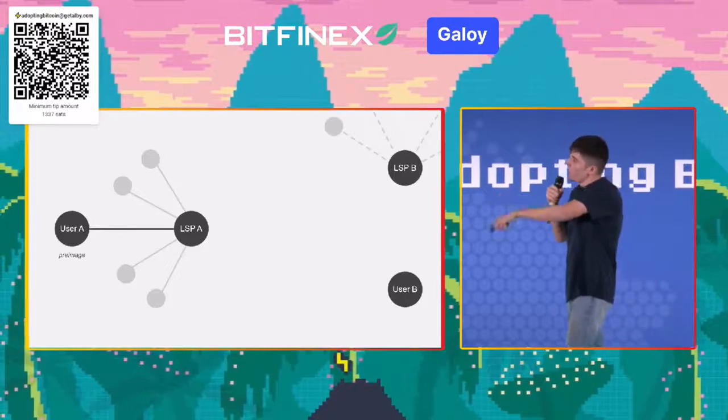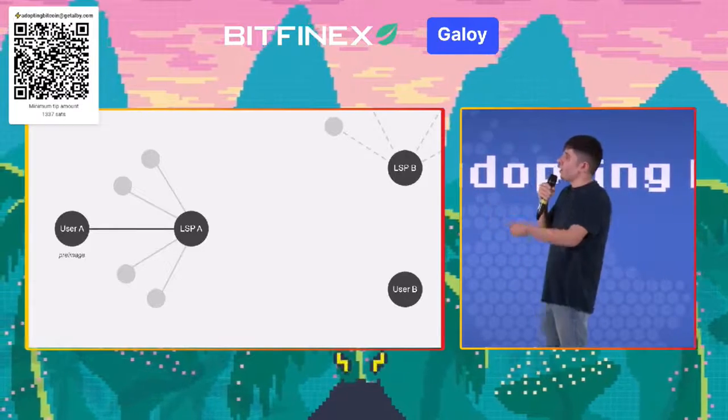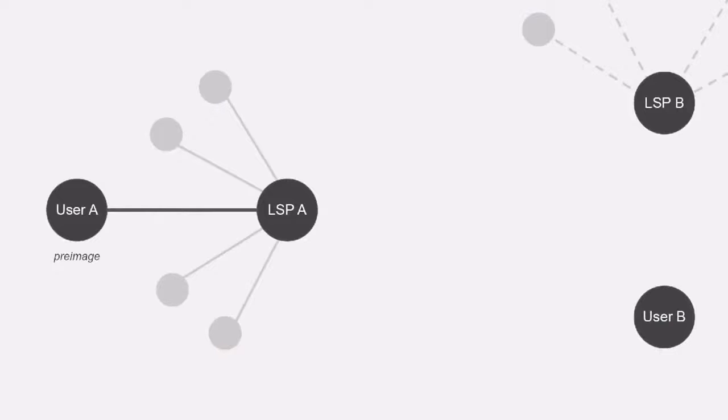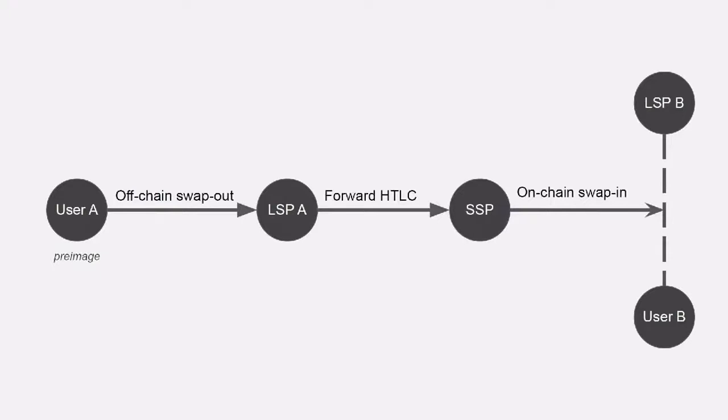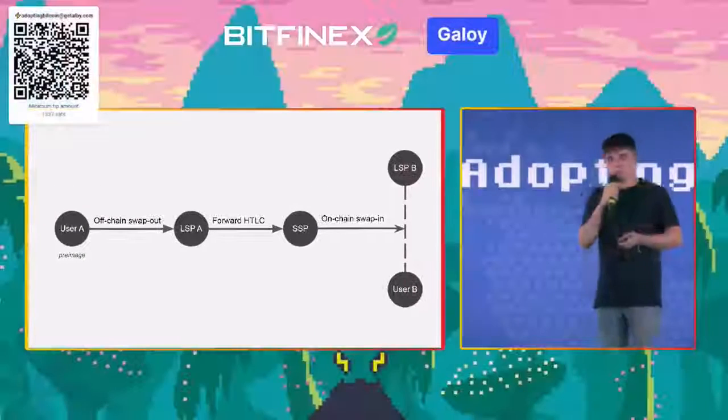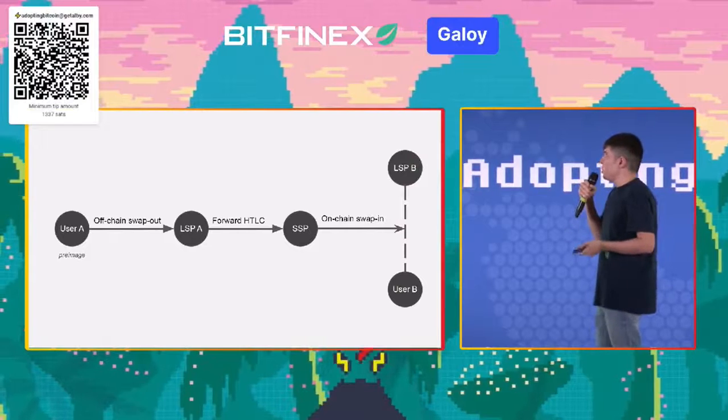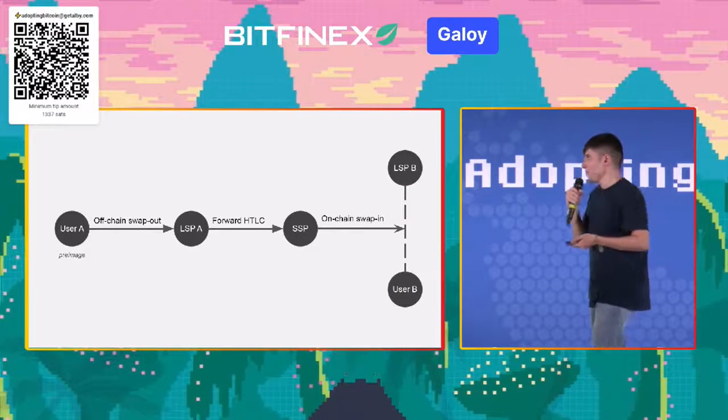So I'm user A, I'm connected to LSP A, my channel partner is well connected. The goal here is to create a channel between user B and LSP B, where channel funds are initially kept on the user B side. In this case, I do an off-chain swap out through LSP A. My LSP is connected to a swap service provider, which stands for, again, swap service, which is a specialized LSP.